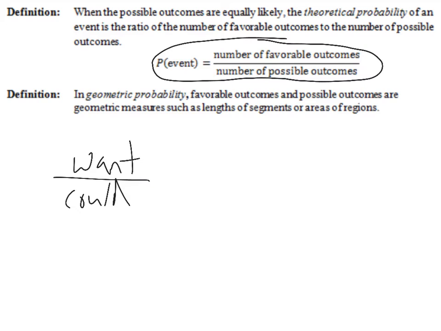When we do that, the fraction, the top number, the want, should never be bigger than the bottom, or what could happen, because what we want to happen can never happen more than what could happen. In percentages, we can never have more than 100%. There's never going to be a time when there's over 100% chance of something happening.